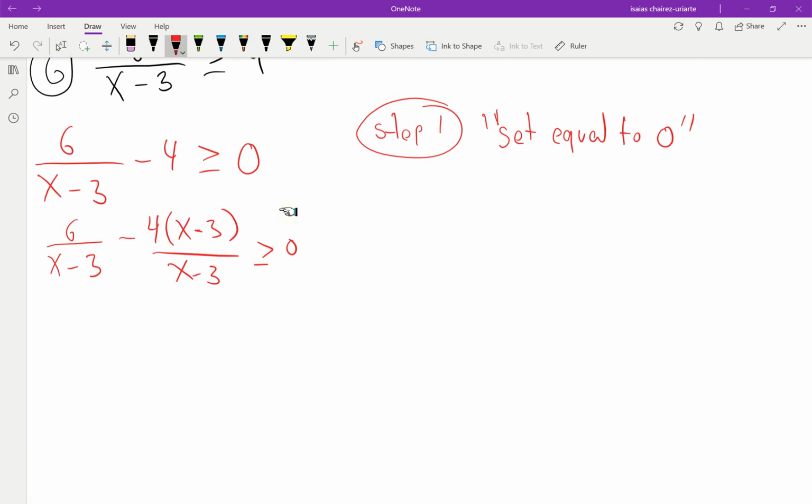So let me then actually carry this out. So this becomes 6 minus 4 times x minus 3 over x minus 3 bigger than or equal to 0. Let me distribute that negative 4.